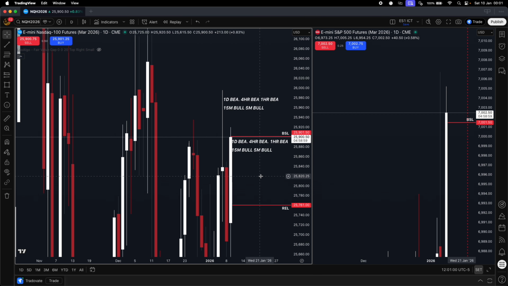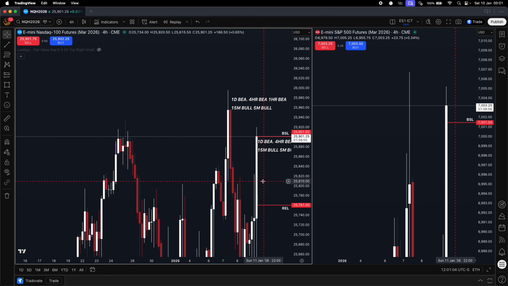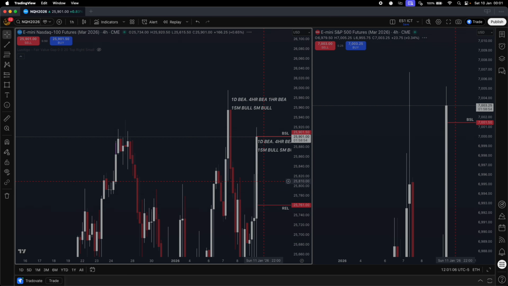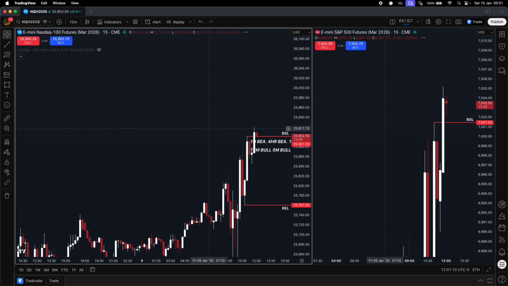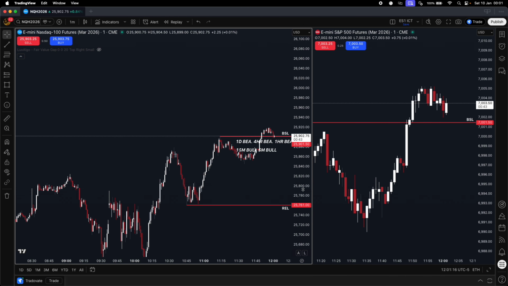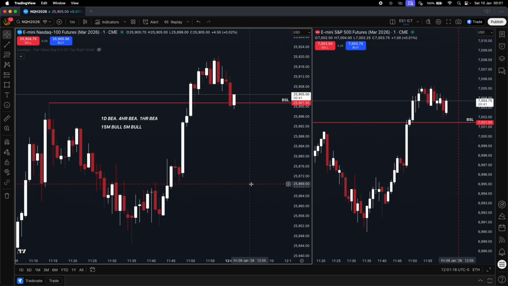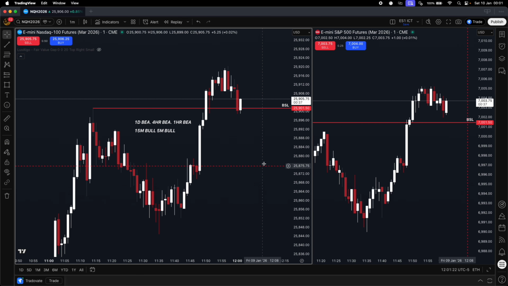Okay, so the daily's still bearish. I'm just checking over the bias here. The 4 hours still bearish, and the hourly still bearish. So we've got a bearish bias, and ES failed the shift in structure, so that's a failed shift on ES.